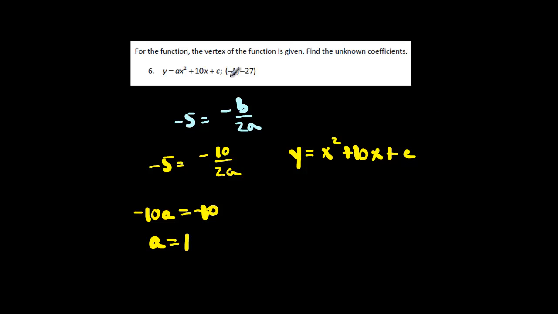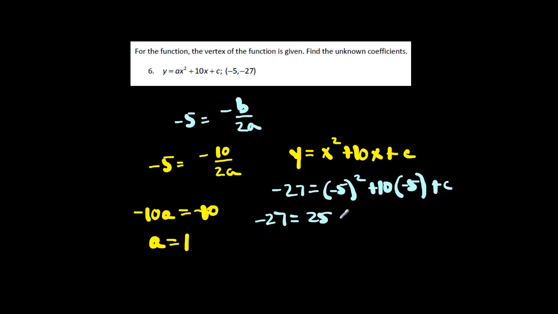So let's substitute this point in. So negative 27 equals negative 5 squared plus 10 times negative 5 plus c. Negative 27 equals 25 minus 50 plus c. This is negative 25, and then when we add 25 to negative 27, we get negative 2. So the unknown coefficients were a and c, and we have them here and here.